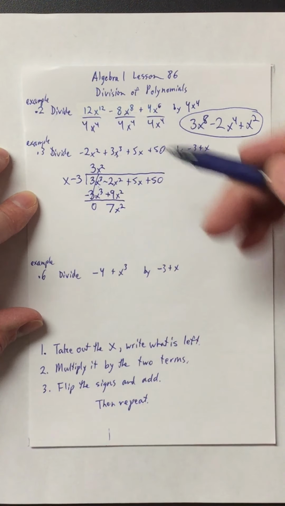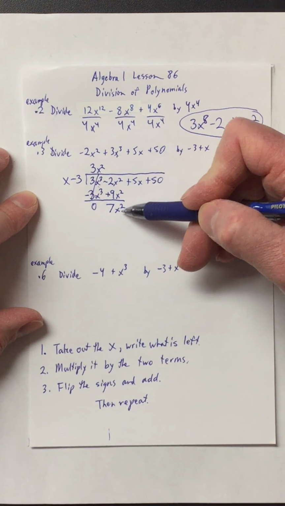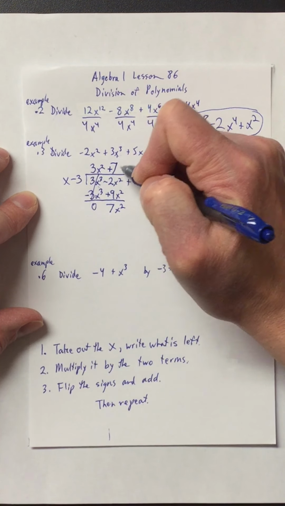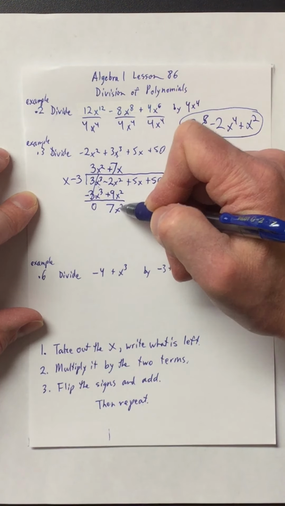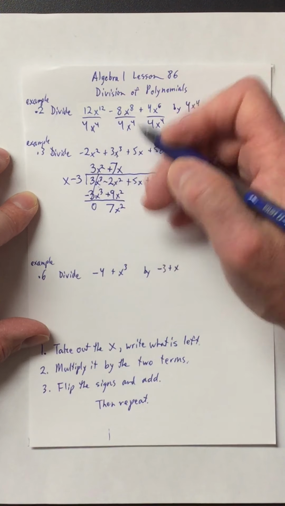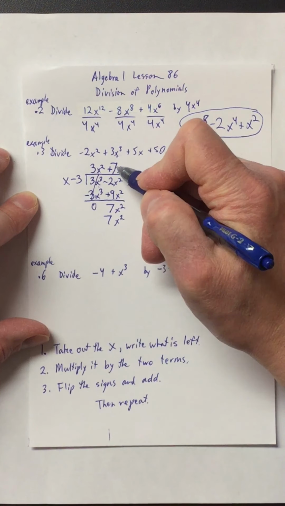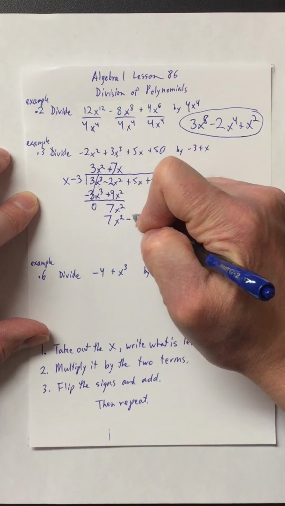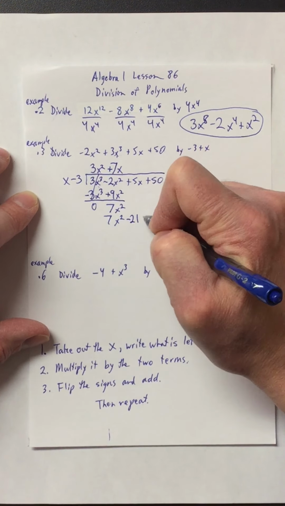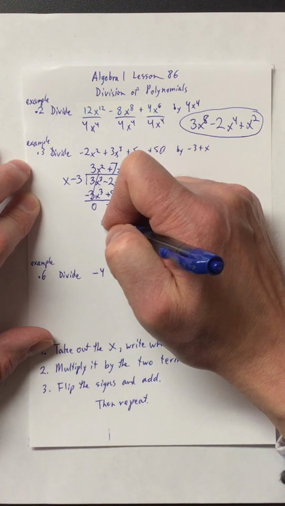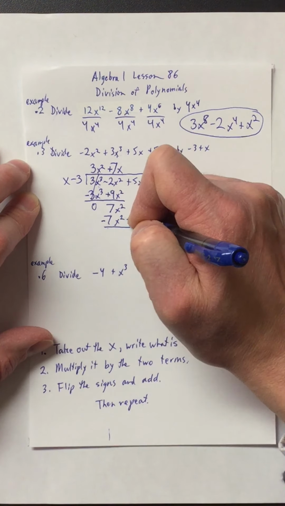I go back to step number 1. I take out an x. I write what's left. What's left is plus 7x. I'm going to multiply that by these 2 terms. 7x times x, 7x squared. 7 times a negative 3 is a negative 21x. All right, I'm going to flip my signs. This one becomes negative, this one becomes positive.